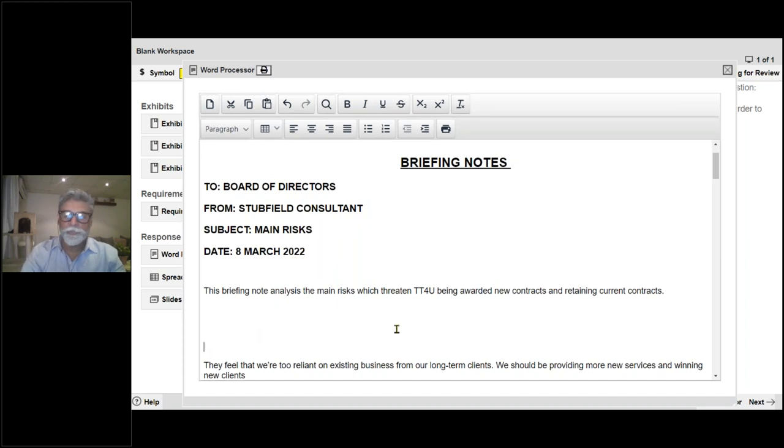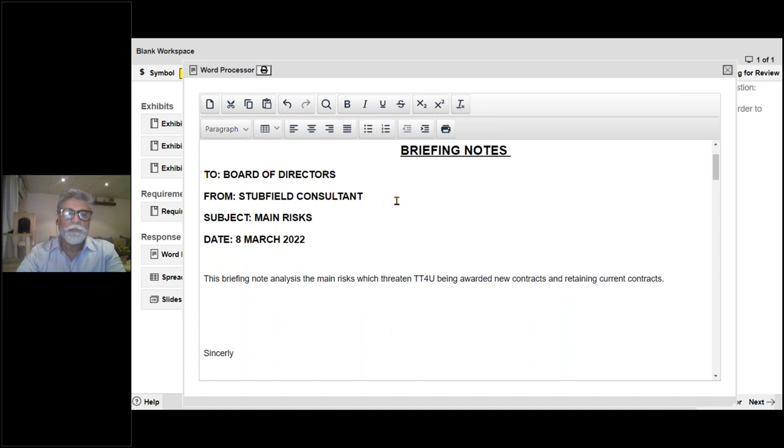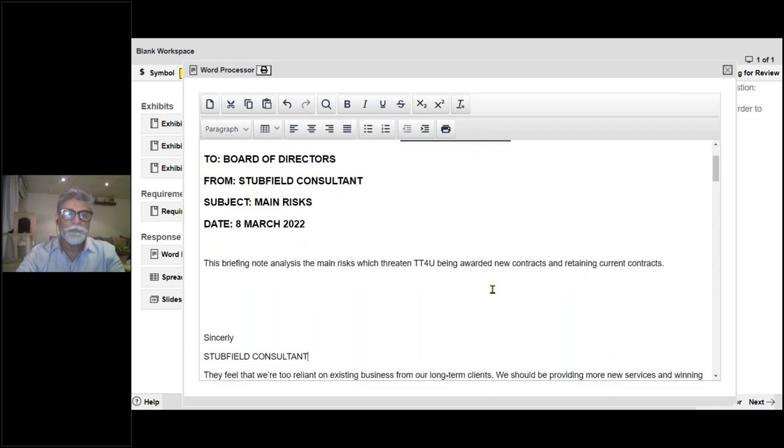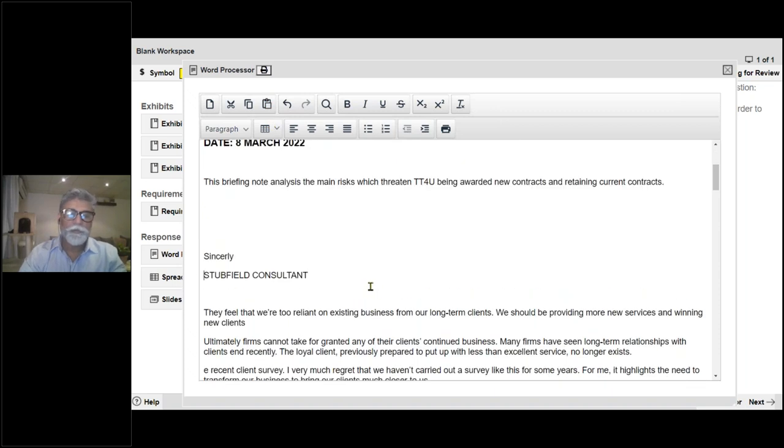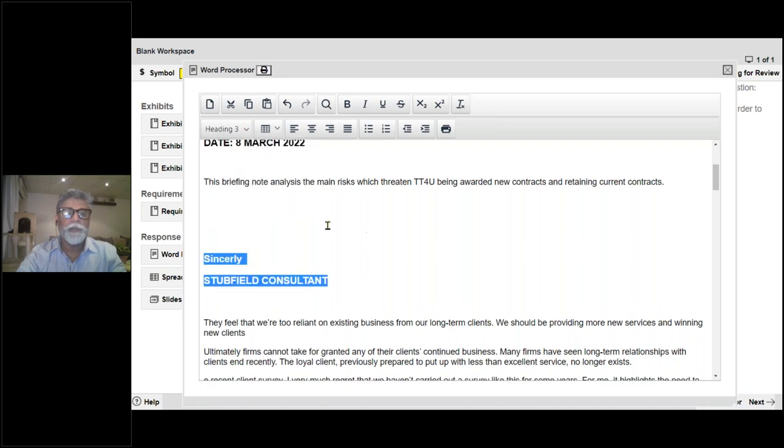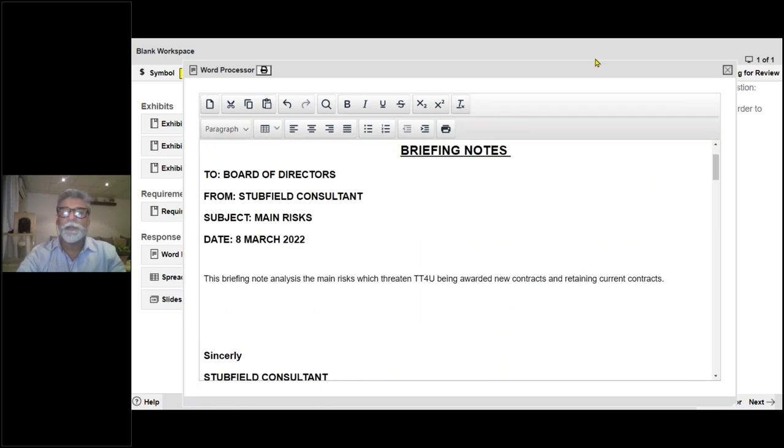And where is the closure? Sincerely. I'll just copy this. Control C and paste. And I will also make it heading number 3 so that it stands out. So my format is ready. Guys, please compare.